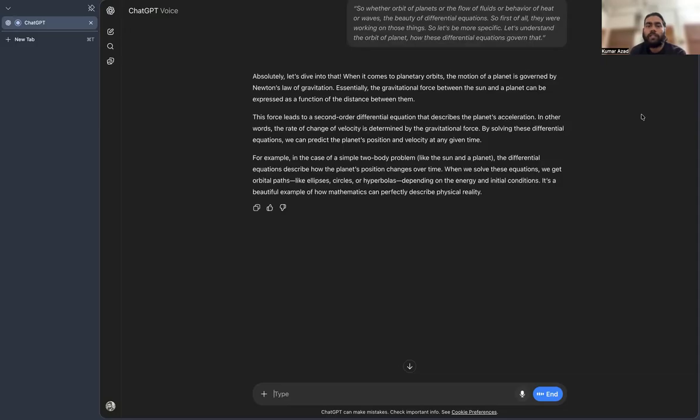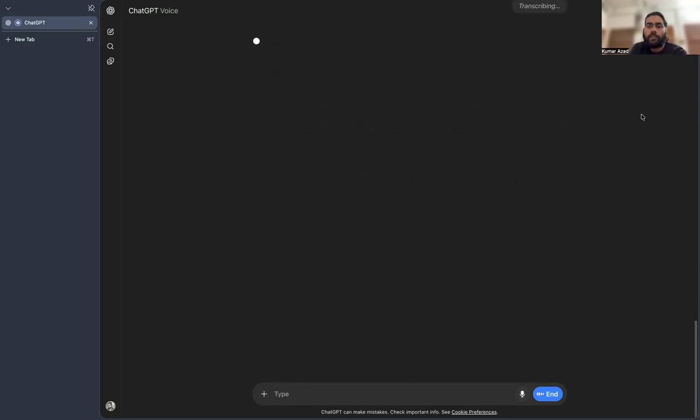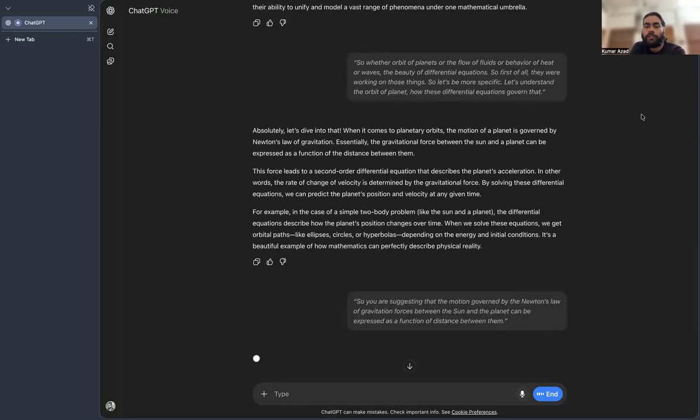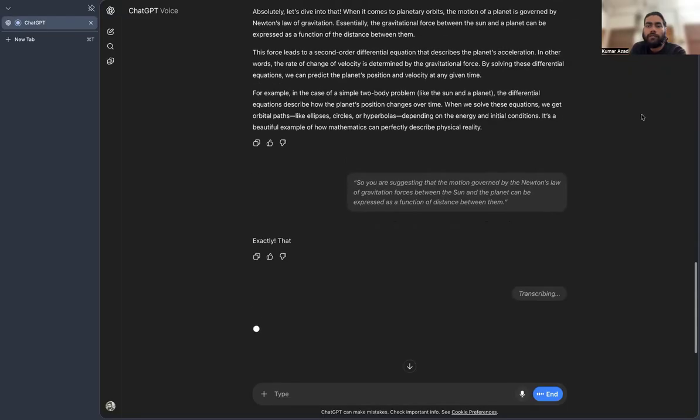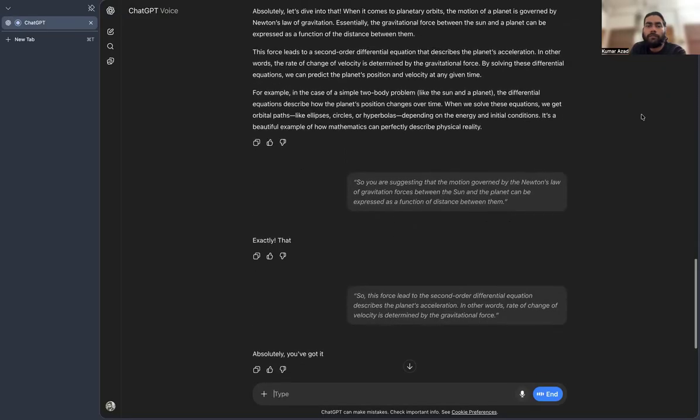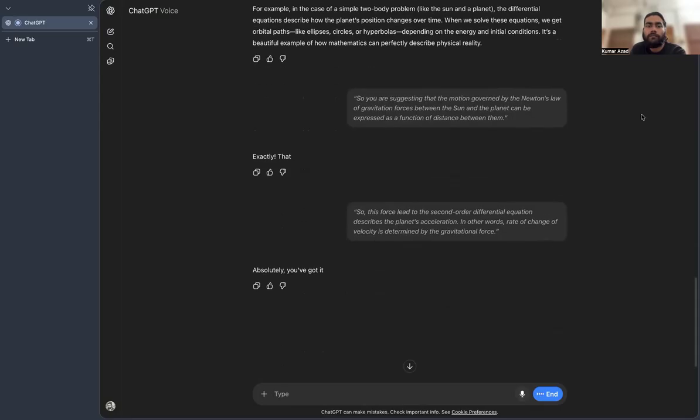So you are suggesting that the motion is governed by Newton's law of gravitation, and the force between the sun and the planet can be expressed as a function of the distance between them. So this force leads to a second order differential equation that describes the planet's acceleration. In other words, the rate of change of velocity is determined by the gravitational force. By solving this differential equation, we can predict the planet's position and velocity at a given time.